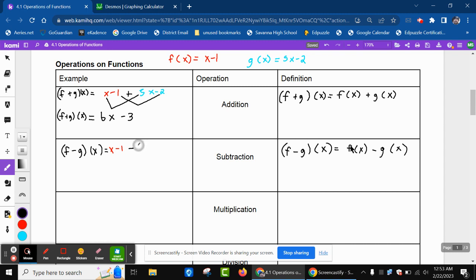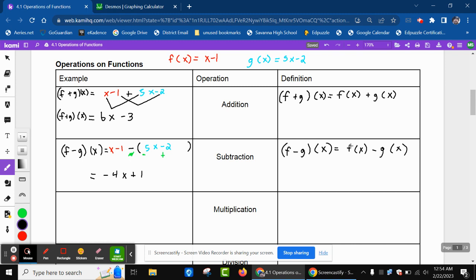And now we have to remember we're going to have to distribute this minus all the way across. And we have this 5x minus 2. So that means this becomes, let's make it green, this is going to become minus, and this is going to become plus later. And this will cancel out. So x minus 5x would be 4x. But wait, did you catch it? Yeah, that's right. It should be negative 4x. And negative 1 plus 2 would be plus 1. So this function would equal negative 4x plus 1.